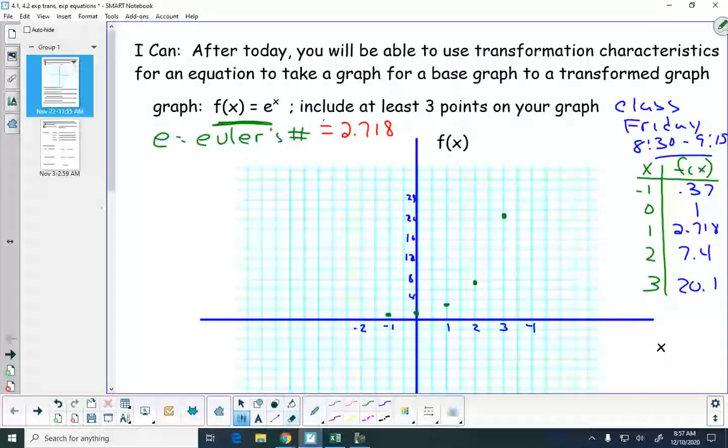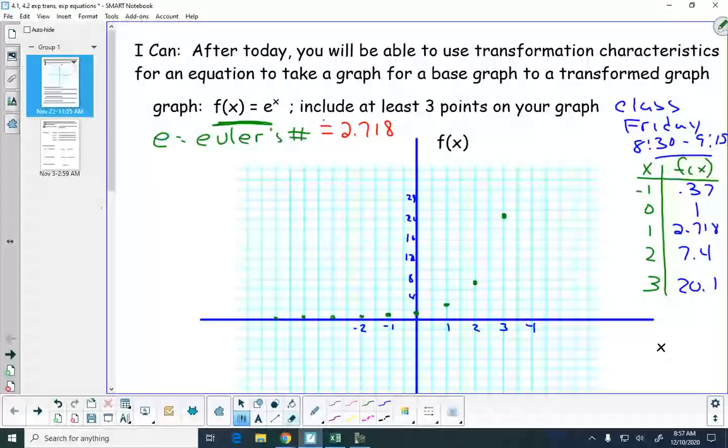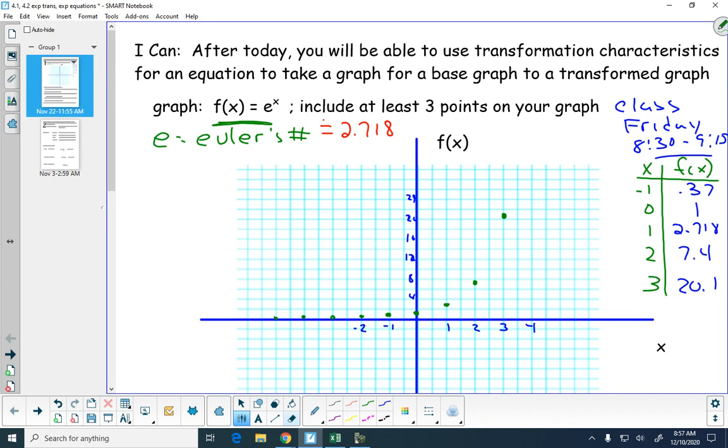If I would take e to the negative second power, I get 0.13, which gets me closer here. If I would take it to the negative third power, we get 0.05. If I take it to the negative fourth power, I get 0.01. What is happening along my x-axis is we are flattening out as we get closer and closer, as our values get bigger towards the negative way.